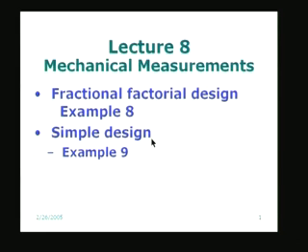Then, towards the latter part of the lecture, I will go back to the simple design, taking an example from fluid mechanics, where I will show that a simple design is necessary for various reasons, and I will give the basic reasons. I will work out one simple example to illustrate the use of simple design.